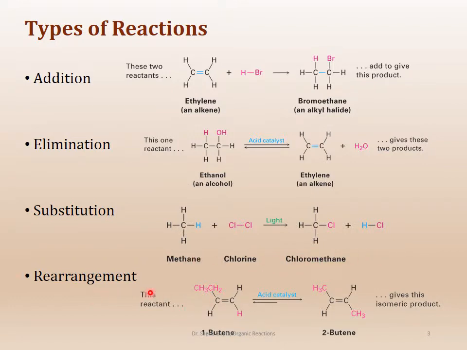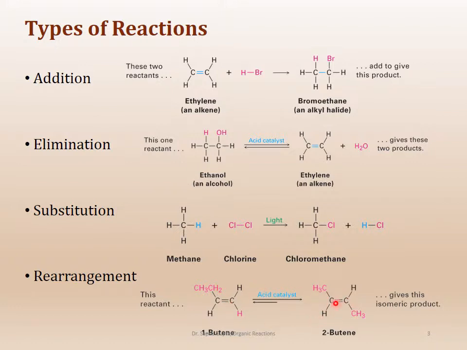A rearrangement is when you have any molecule that rearranges, which means it's a constitutional isomer. The atoms are still there, but they're rearranged. It's not the same thing anymore. So here the carbon-carbon double bond is a terminal one, but now it's not a terminal one. It's internal, it's in the middle.